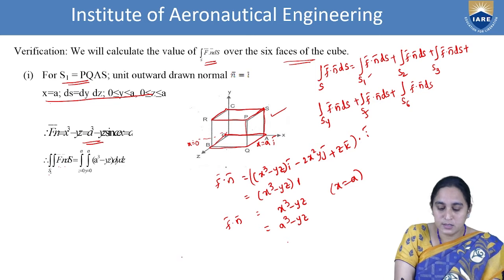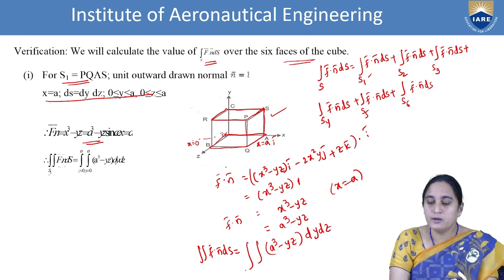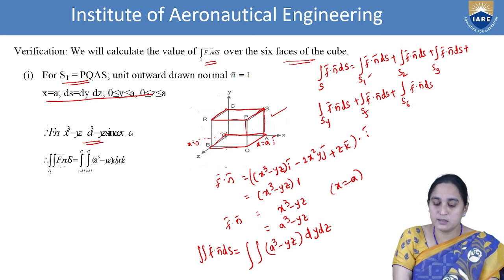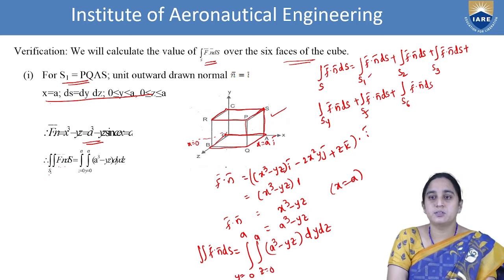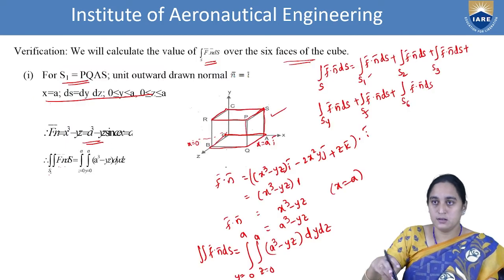Therefore, the double integral of f bar dot n bar ds is equal to the double integral of (a cube minus yz) dy dz. And what are the limit points? With respect to y and z, the y limits are 0 to a and the z limits are 0 to a. First integrate with respect to y and after that integrate with respect to z.